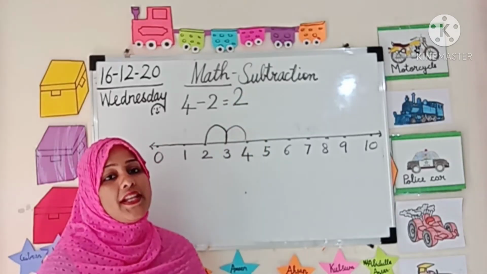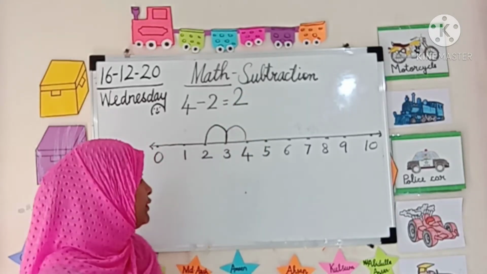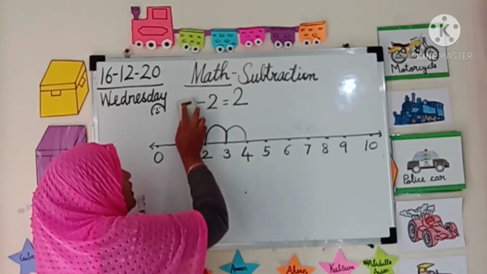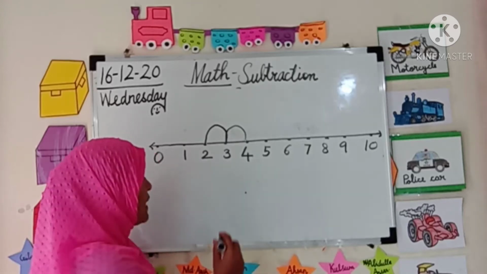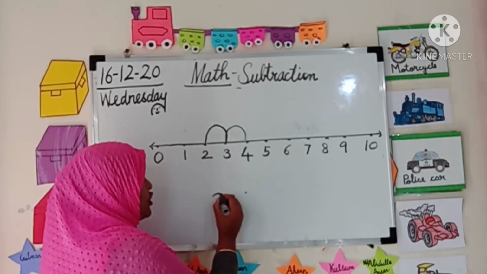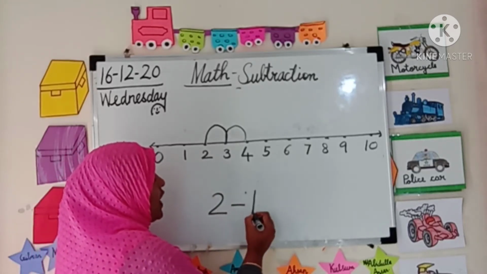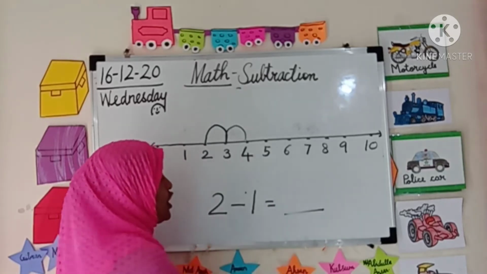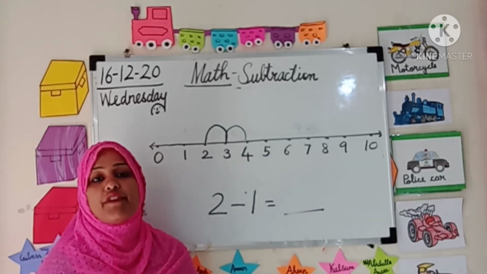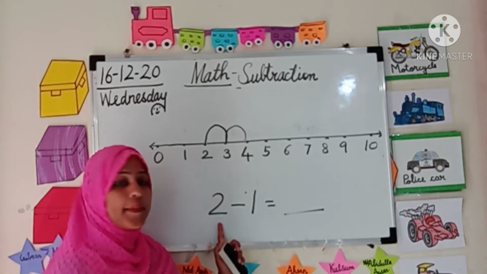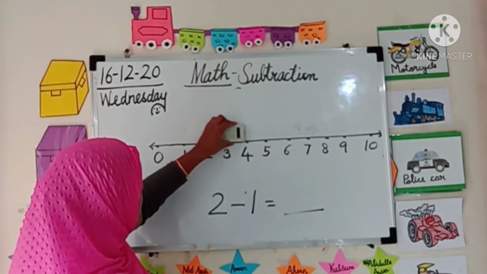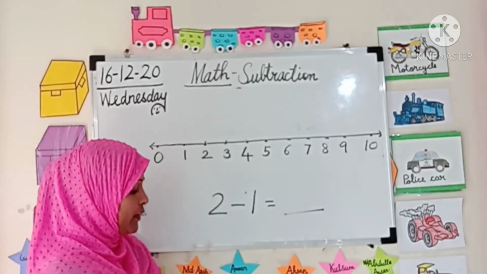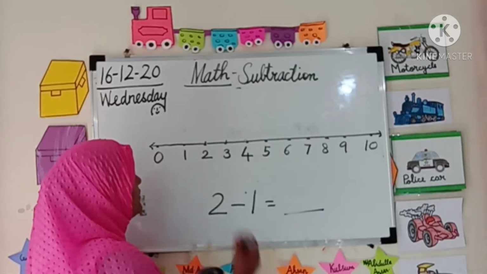Same way, we will take another example. Now, I'll write the sum down over here for you. 2 minus 1 is equal to dash. Now, which is the first number over here? Number 2. So Sarah will first stand on number 2. She is going to stand here.